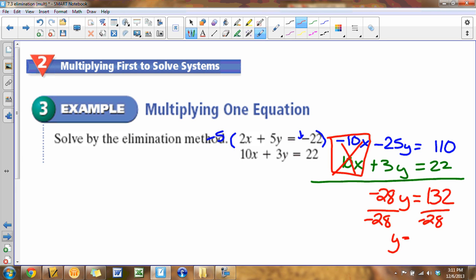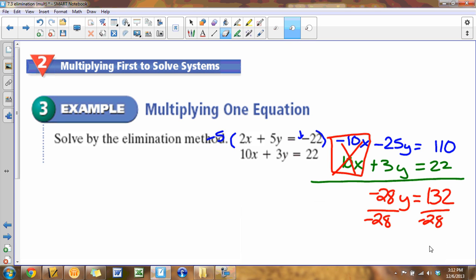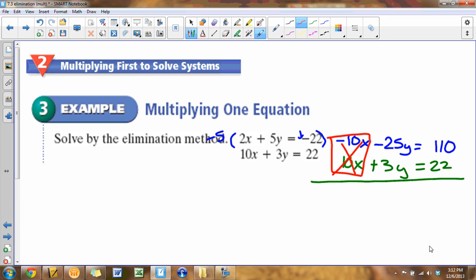And we get a decimal. Let's see if it's a fraction. I got -4.71. Okay, something's not right. That shouldn't be a decimal. Let me back up here. -25 plus 3 is -22. That looks better.